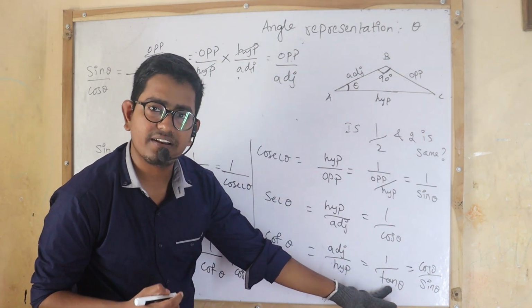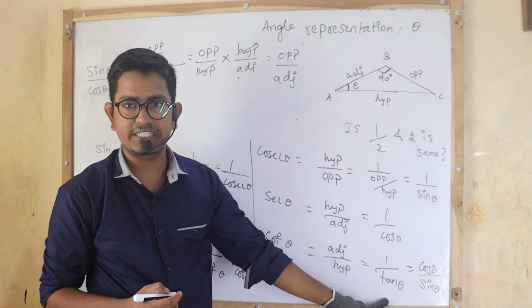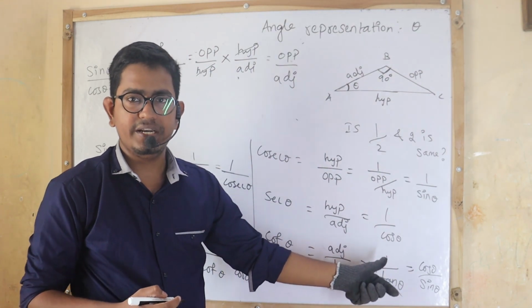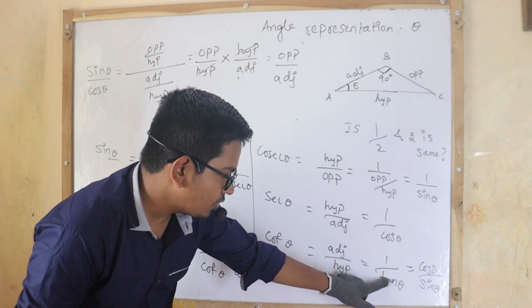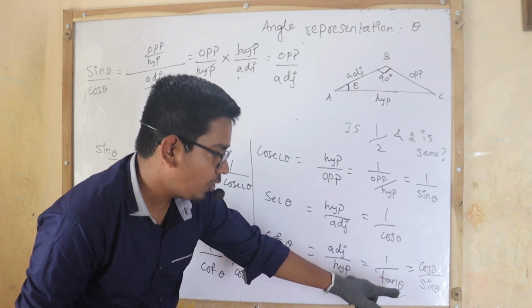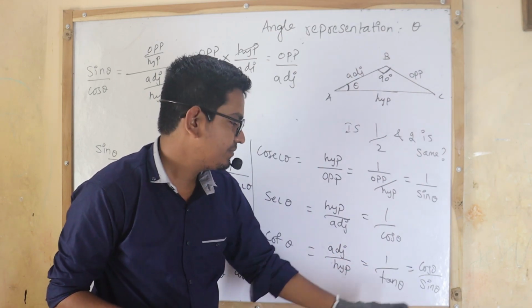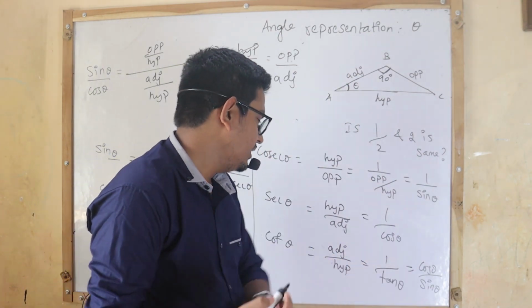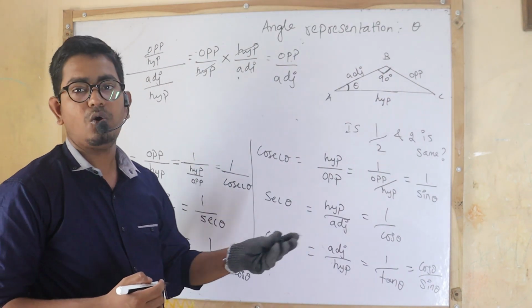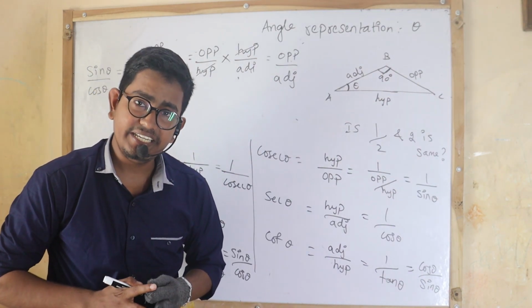Instead of tan theta, I will write sine theta upon cos theta. So while going to the numerator, the reciprocal thing will happen. So here it is sine theta upon cos theta. Cos theta will go to the numerator and sine theta will be in the denominator. So I'm getting one more formula for cot theta, that is cos theta upon sine theta.